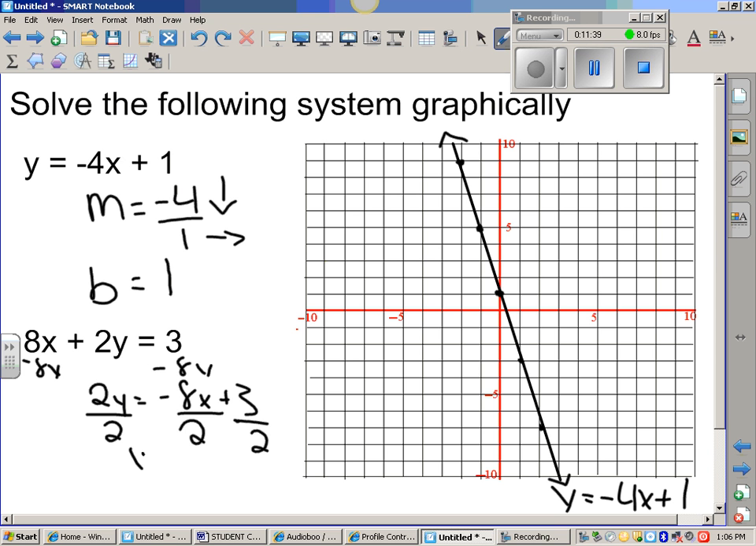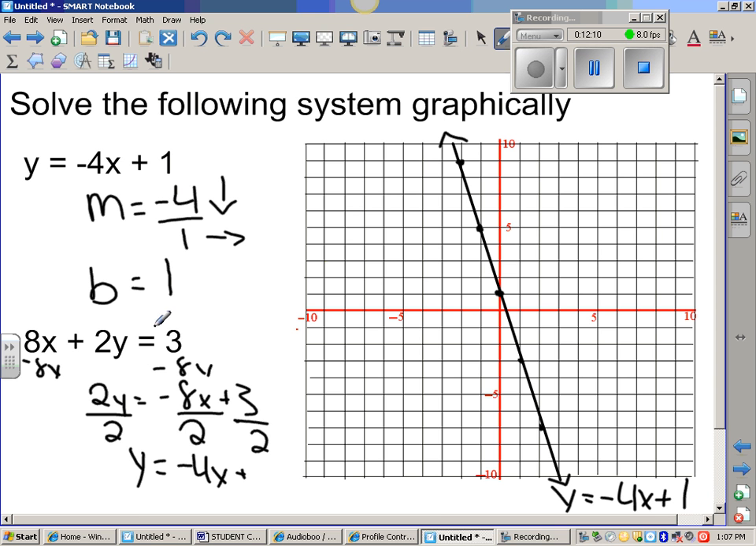So y equals negative 8 over 2. But you can reduce, right, Miss Lou? Yeah. So you can get negative 4 over 1. So you can just get negative 4x. Couldn't she just divide negative 8 by 2? Same thing, right? Yeah. It's the same.